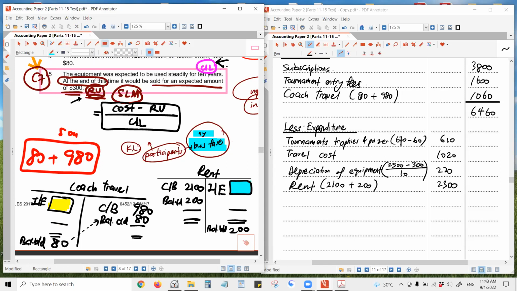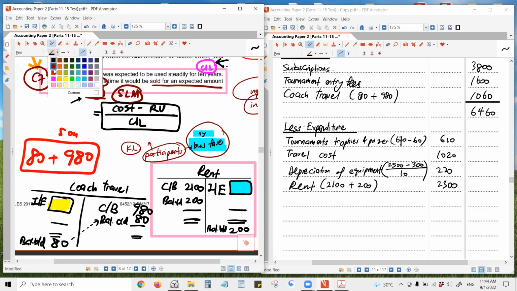Based on this, logically, you should take these two amounts, 2,100 and 200, and combine them together. Then you get 2,300, which is the amount that you should pay for the current year.